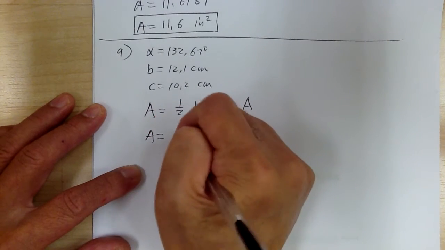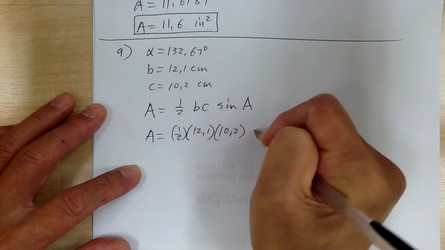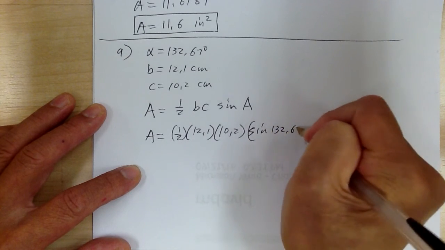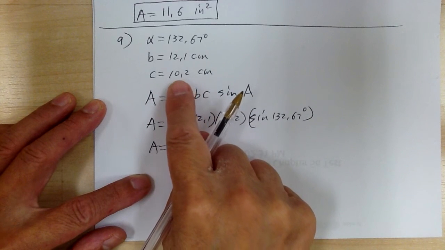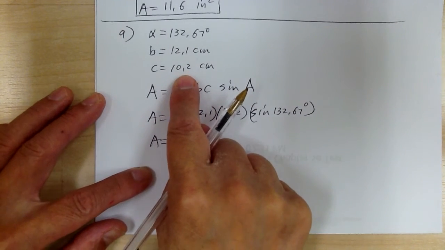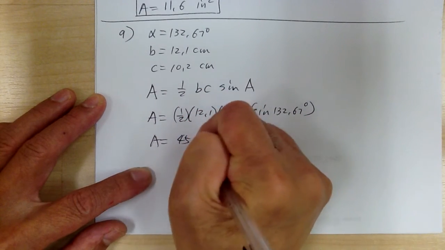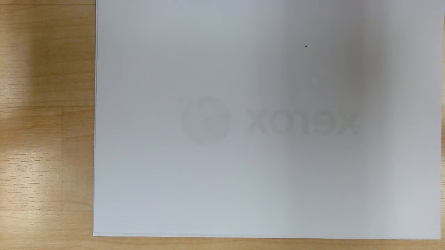You get area equal to 1/2 times 12.1 times 10.2 times sine of 132.67 degrees. So again, these have 3 significant digits. So round off your answer to 3 significant digits. So you get 45.4 square centimeters, and that's it. Next, let's go to page 364.